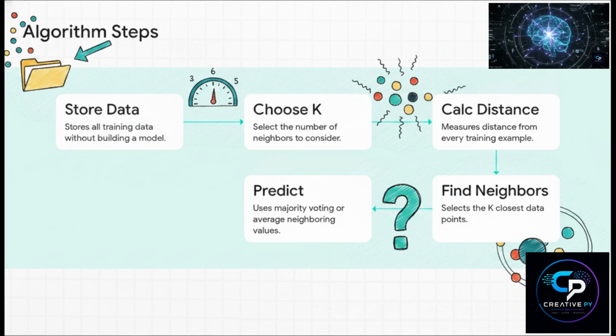Step 2. Choose K. This is where we tell the algorithm exactly how many neighbors it should look at. Step 3. Calculate distance. When a new piece of data comes in, the algorithm measures its exact distance from every single stored training example. Step 4. Find nearest neighbors. It gathers up the K number of closest points. And finally, Step 5. Make prediction, based entirely on what those closest points are. It is just incredibly elegant in its simplicity.